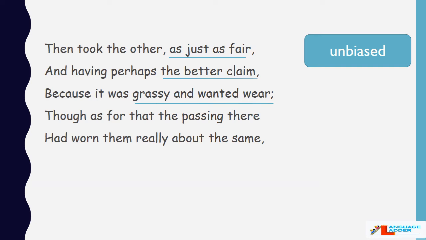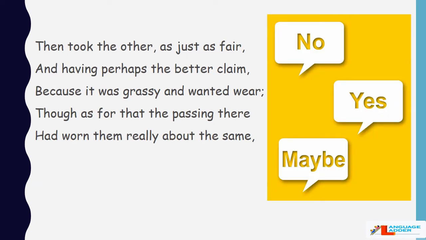Let's look at the next two lines. Though as for that the passing there had worn them really about the same. So what's happening here? The next line once again indicates the speaker's indecisive state of mind as he contradicts what he said in the previous line. He admits that perhaps both the roads have seen an equal number of travelers when he says, as for that the passing there, that is the movement of the passengers or the travelers, have been almost equal. So therefore, they almost look the same.